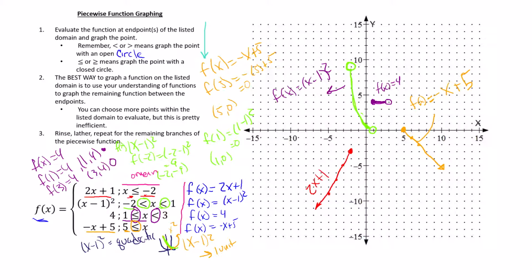I'll try to get some more different examples up as well, but this is the idea behind these piecewise function graphings. You just have a function that you are literally graphing in pieces on the required domain and seeing what ends up happening.